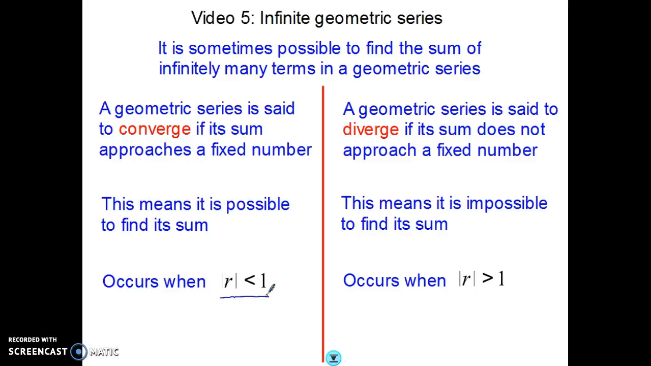On the other hand, a geometric series is said to diverge if we cannot find this sum. Now, this occurs when the size of the common ratio is greater than 1. Or, a quick way to see by looking at it, when the size of the numbers in the series is getting bigger and bigger. So examples that would work for this common ratio would be like 2 or -1.5 or -30. Those would all mean that it diverged.